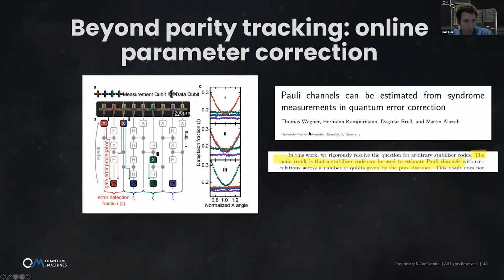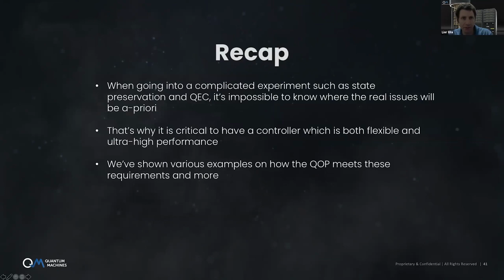Okay, so just to recap, the main message we're conveying here is that when you're running complicated experiments such as error correction and state preservation, it's really impossible to know a priori where the problems are going to be. And that's why it's critical to have a controller which is both flexible and has ultra-high performance. And we've shown various examples of how the Quantum Orchestration Platform can meet these requirements and even more than that.